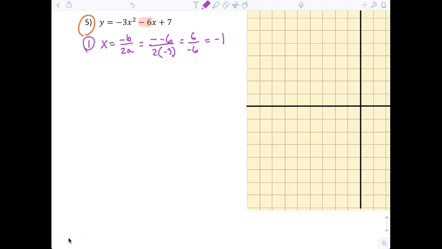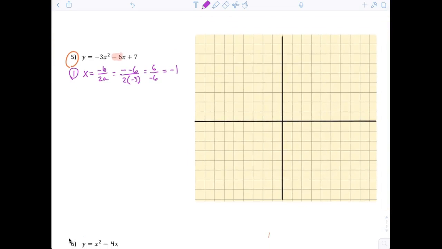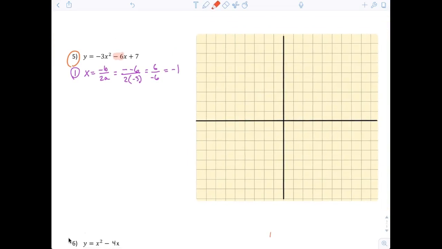Now, again, this is something that you're just checking. So x equals negative 1. We're now going to graph x equals negative 1, and that is the axis of symmetry. All right, x equals negative 1. That's step number 1. That wasn't that hard.